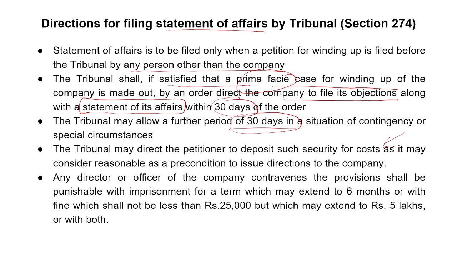If any director or officer of the company does not follow the provisions of law or the directions issued by the tribunal, they commit an offence, and the punishment provided here is 6 months imprisonment or fine. The fine is defined as 25,000 rupees that may be extended up to 5 lakh rupees, or both penalties may be imposed. It means civil and criminal. Imprisonment, when we use it, means a criminal penalty, and when we use the fine, that is a civil penalty. Both types of penalties are imposed here against the officer or the director of the company.